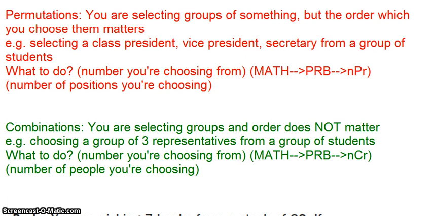Combination, you're also selecting groups, but your order does not matter. So, I'm just selecting a group of 3 people from our group of students. For this, very similar, except instead of choosing NPR, you're going to choose NCR. And like I said, I'll show you how to do that in the calculator in just a moment.